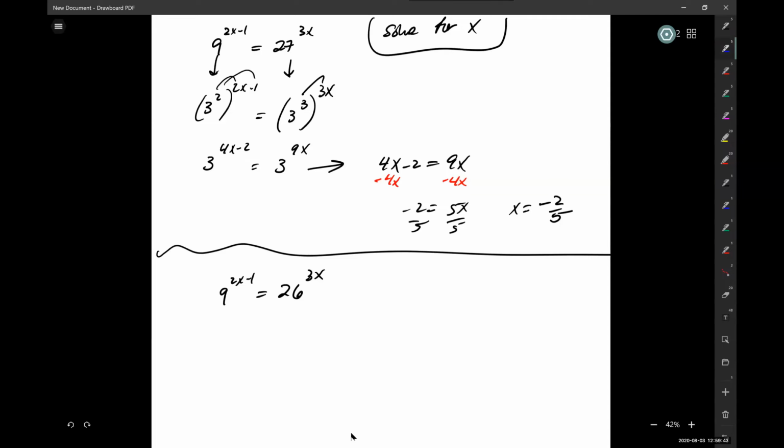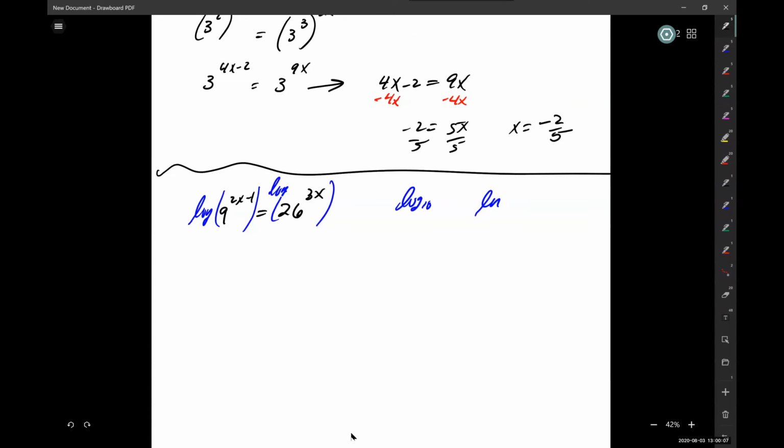We can either use log base 10 or the natural log. Remember that they both work because they're both set into my calculator, so both of these are valid. If we work this out, I'm going to use log base 10, so I'm just going to use the common log on both sides. Remember, using properties of logs, that's going to pull the exponent out front as 2x minus 1 times the log of 9 is equal to 3x times the log of 26.